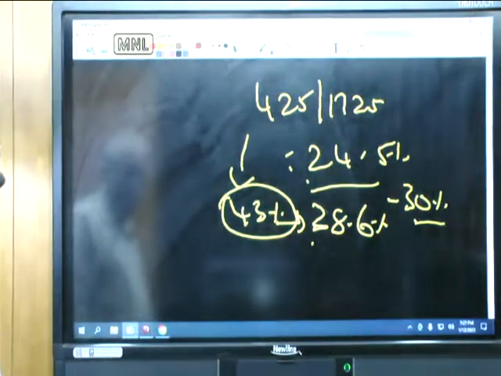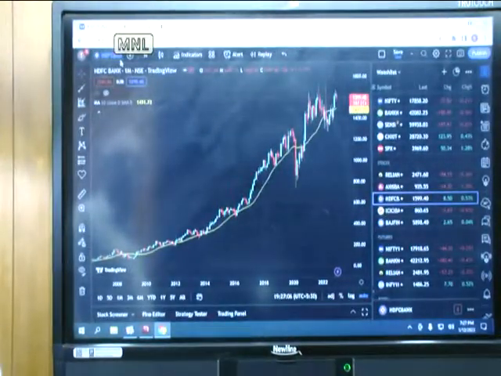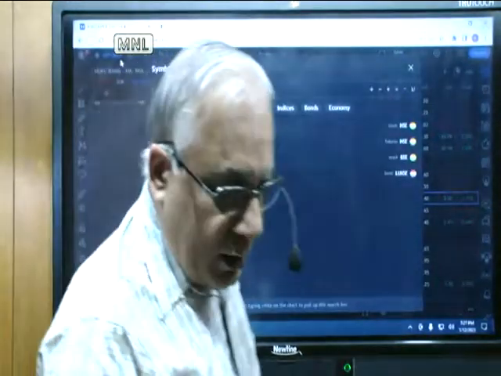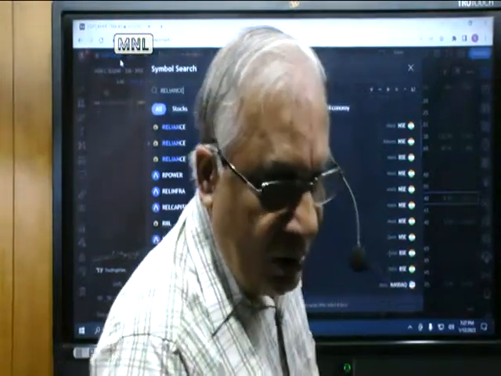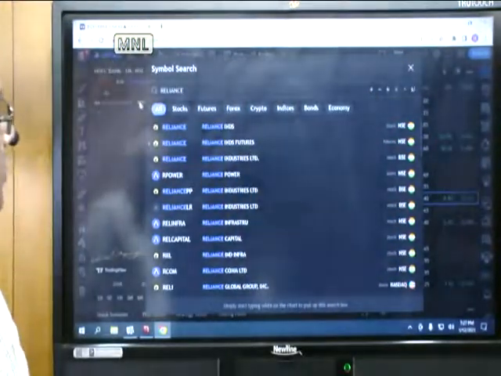Now let us look at stocks. The same thing will apply to Reliance. We'll look at an illustration, Reliance Industries.